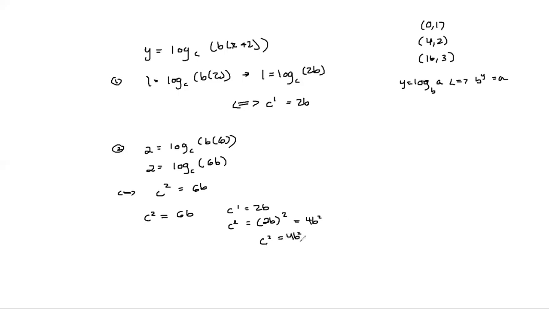So I have an equivalence with c squared here and c squared there. So I can rewrite this as 6b is equal to 4b squared. And now let me solve this. That would be telling me that 4b squared minus 6b is equal to 0.